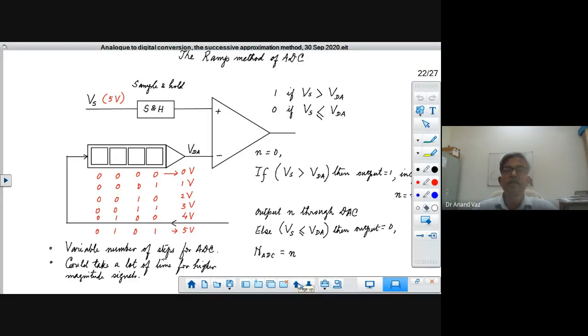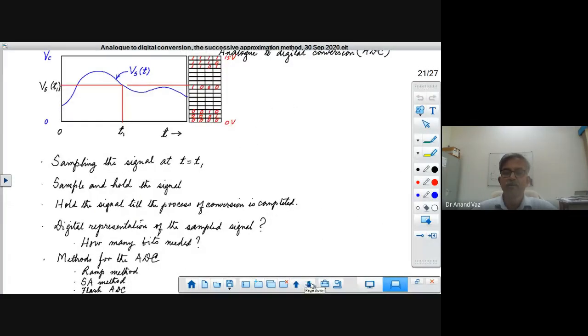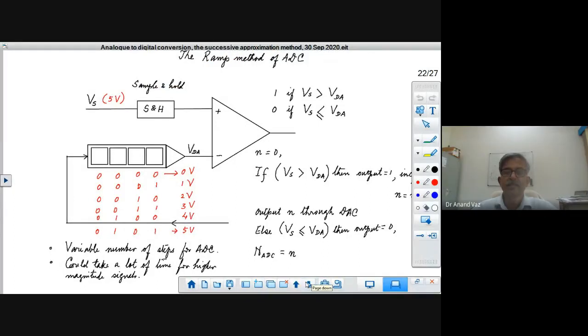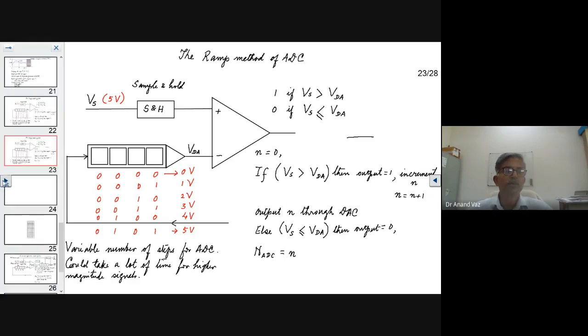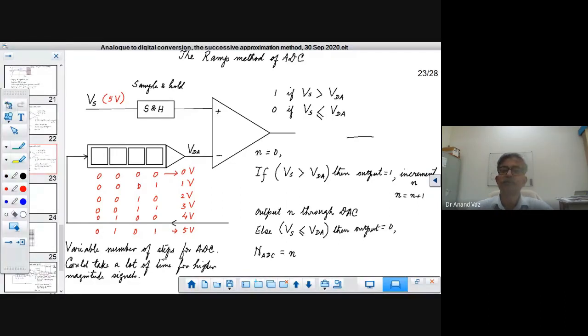We discussed the ramp method of ADC, and you can understand why it is called the ramp method. You go on increasing the count starting from 0, then you put a 1, then a 2, and you increment that by 1. So what actually happens with time is that you begin building a ramp.